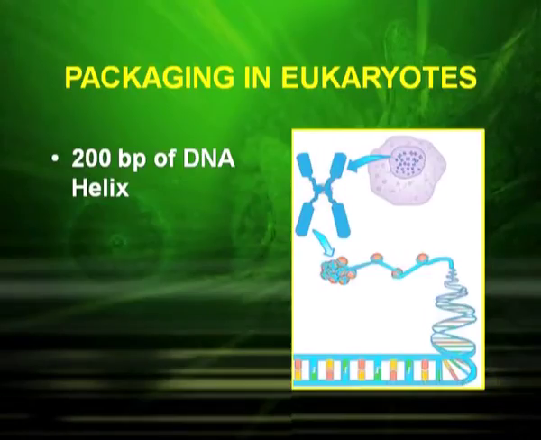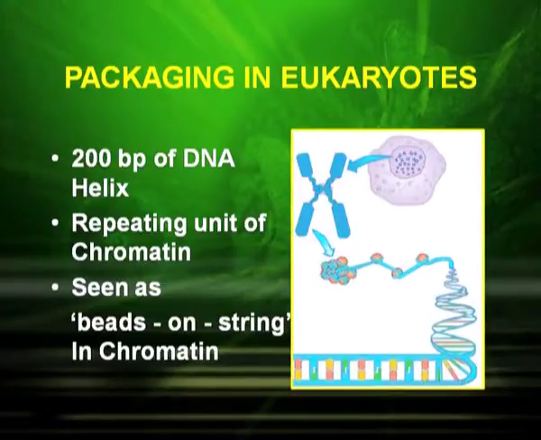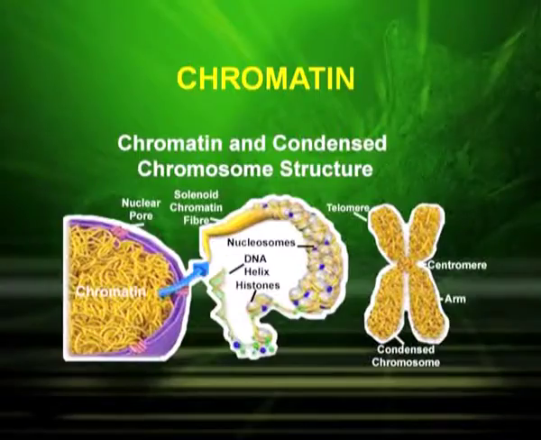On the other hand, in eukaryotes, the DNA helix consists of nearly 200 base pairs, and here we see the repeating unit of chromatin. In this picture it looks like beads on a string, in the form of a necklace. Now, let us study the structure of chromatin. As we know, it is found in the nucleus. It looks like thread-colored bodies, and this chromatin forms the chromosomes only during cell division.